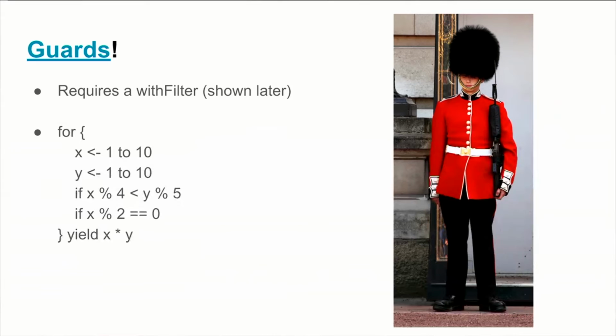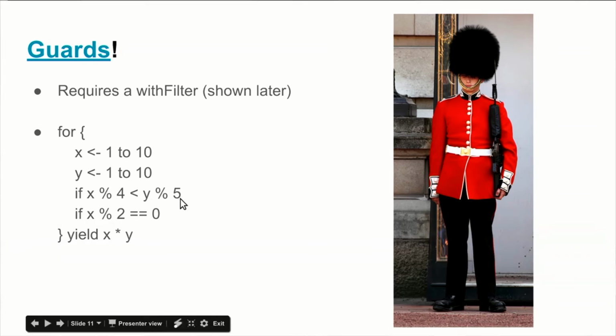Inline assignments as well. Guards are a way of saying, you know that backup plan that this container has when something goes wrong? In other words, it's a None, or the Future has failed, or the Try is an exception. The guard will short circuit to that state. So we can basically say, for x from 1 to 10, for y from 1 to 10, this is a range or a loop-based operation, if x mod 4 is less than y mod 5.